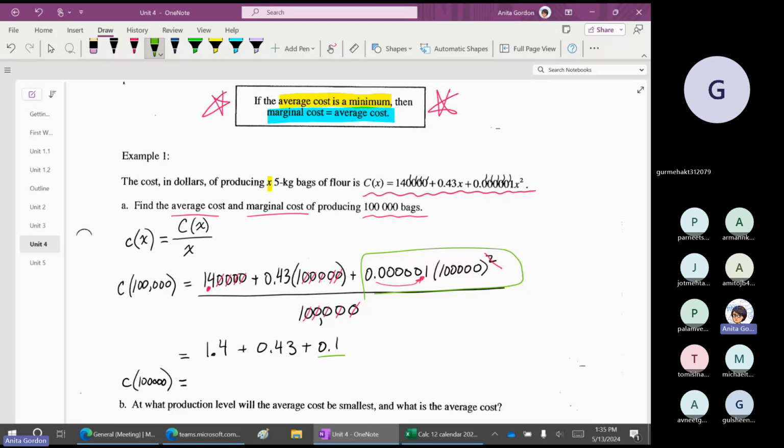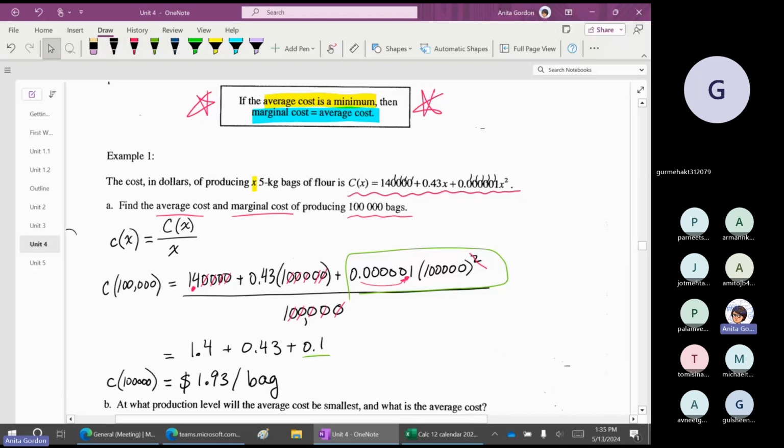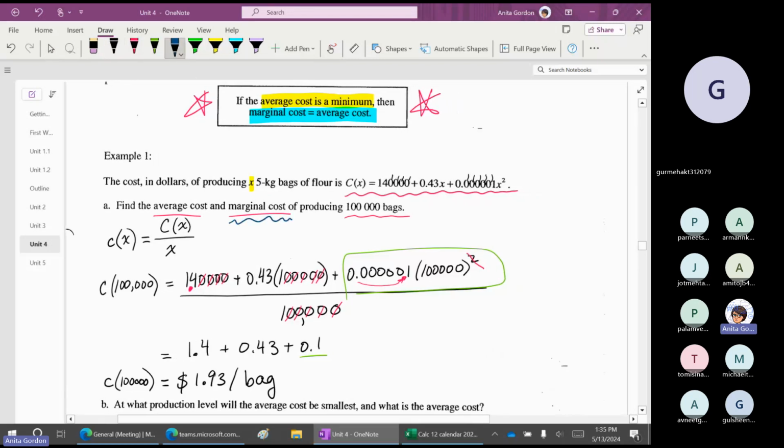Do some mental math. What is this? 1.93, what? Almost. Per bag. Yes, so the average cost when producing 100,000 bags of flour is $1.93 per bag.